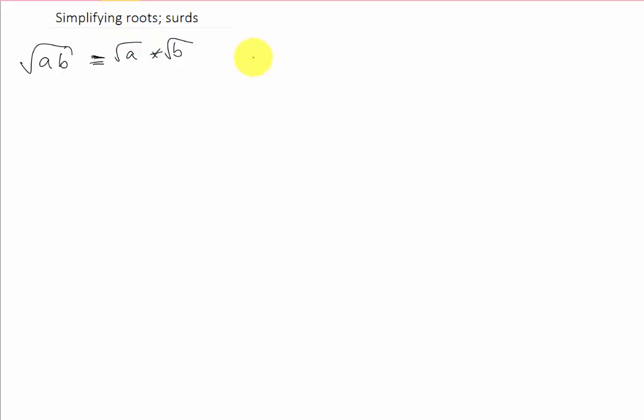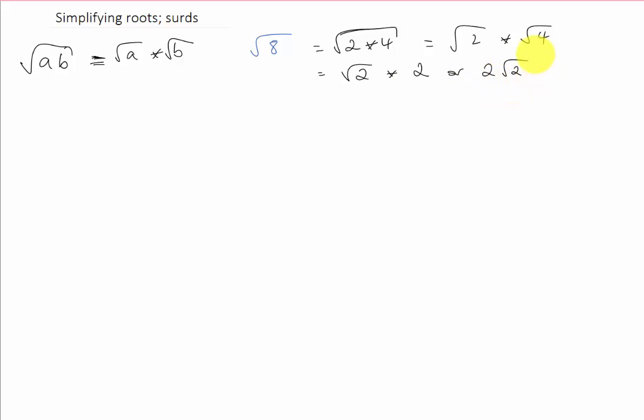But let's have an example. So let's say we've got square root of 8, so that's equal to square root of 2 times 4, I think you'll agree, which is the same as the square root of 2 times the square root of 4, and we know that the square root of 4 is 2, and the square root of 2 is what we call a surd, and I'm going to explain what that means in a minute. So we can write that as 2 times square root of 2.